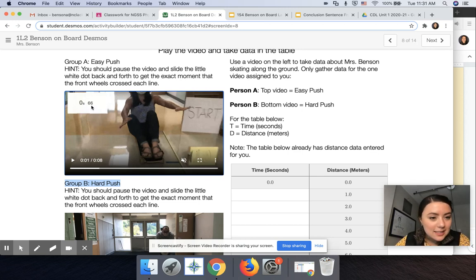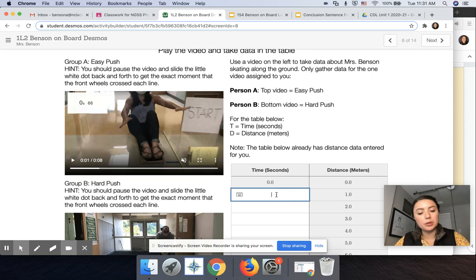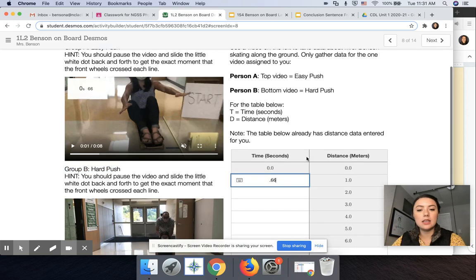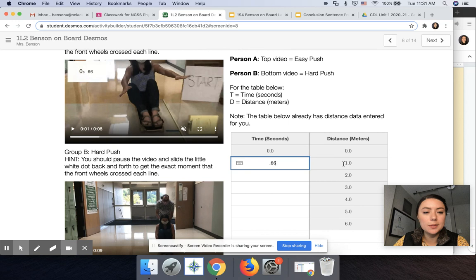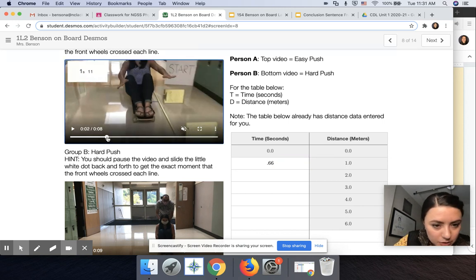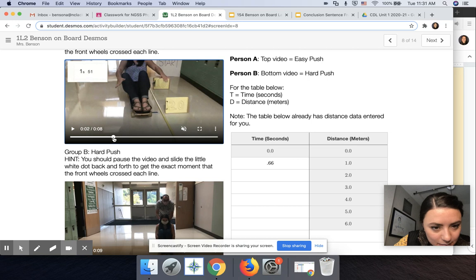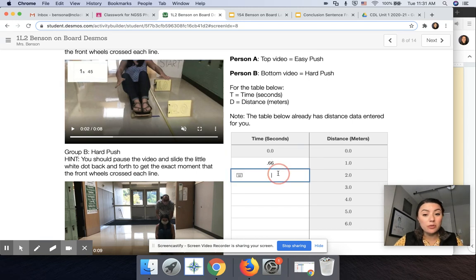And if you look at this, that is at 0.66 seconds. So I'm going to come over here and put 0.66 in for my time for 1 meter. And then we're going to continue. So we're going to go up to the second meter. Oh, that's a little bit too far. That's pretty close. So 1.45 seconds.